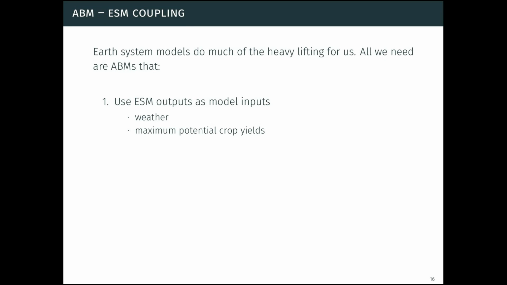You can also use ESMs to generate realistic initial conditions. So initialize your agent-based model with vegetation and water distributions across the landscape that are at equilibrium with the climate system. And so this leads to much cleaner modeling efforts.